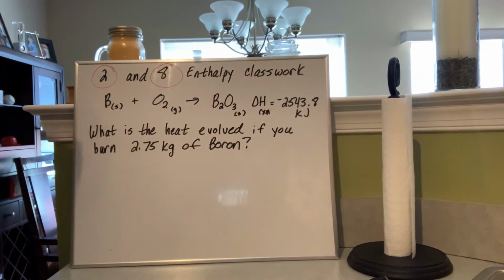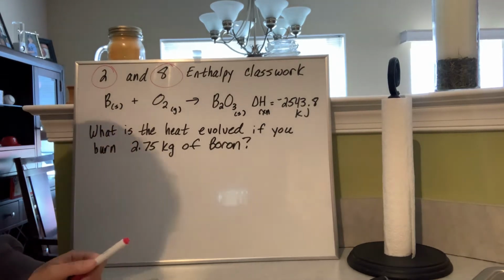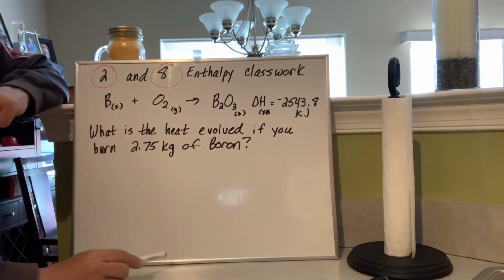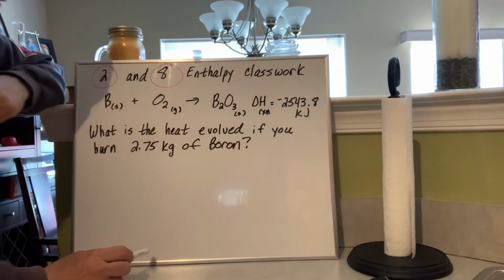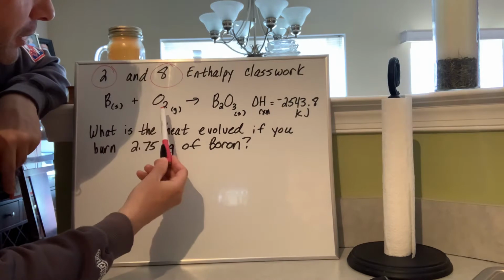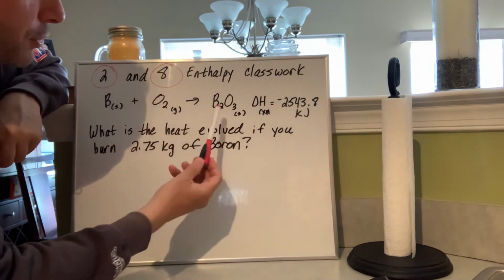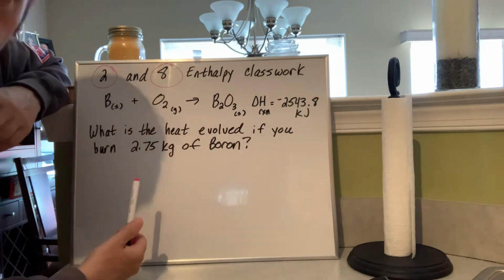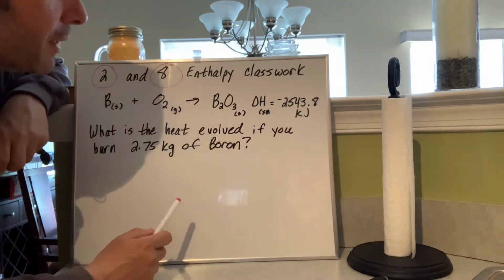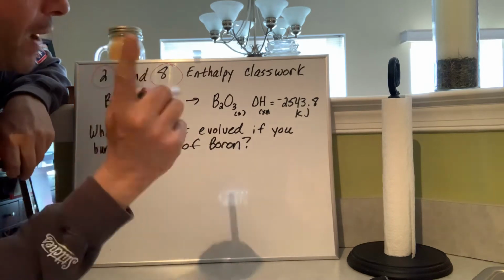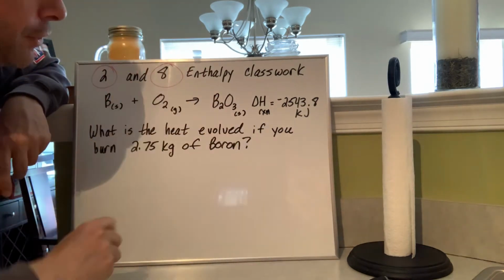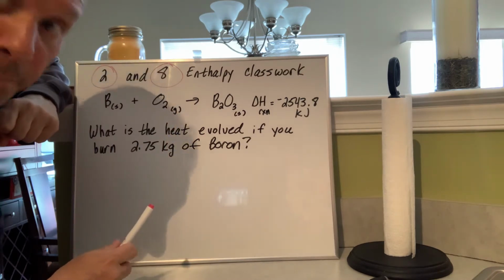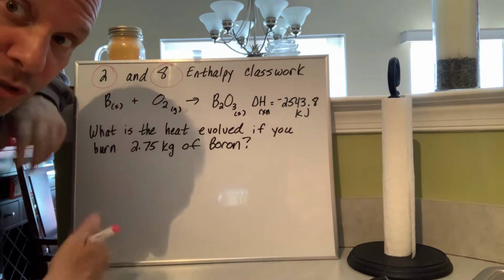All right, so this is a kind of combustion reaction, except we're not combusting a hydrocarbon. Boron, element number 5 on the periodic table, is being burned in a combustion reaction with O2 to produce B2O3. S and G are just the solid and gas forms. The equation, when balanced, will have an enthalpy value of 2,543.8 kilojoules being released from the system to the surroundings.